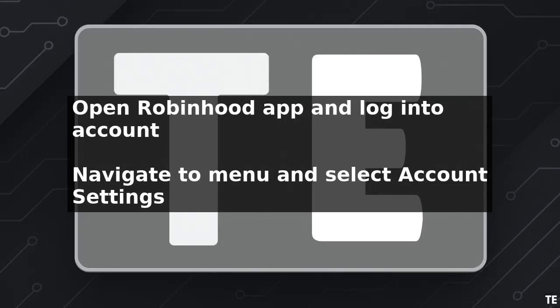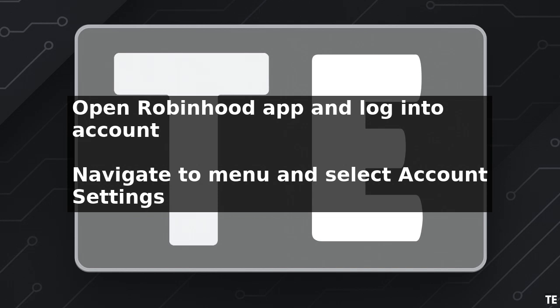To verify your ID in Robinhood, start by opening the app and logging into your account. Once you are logged in, navigate to the menu and select Account. Then tap on Settings. In the Settings menu, scroll down to the Account Options section and select Verify Identity.